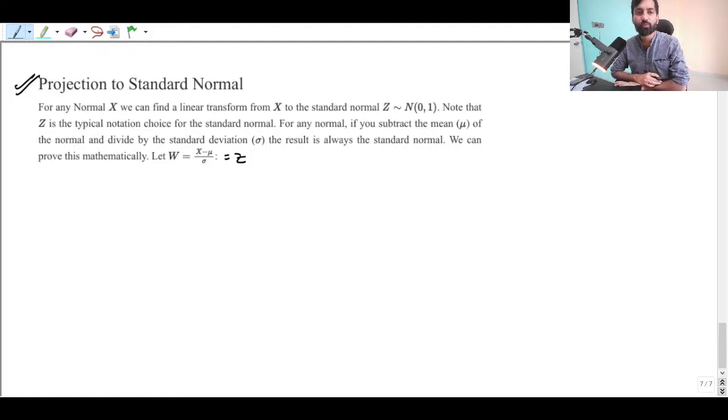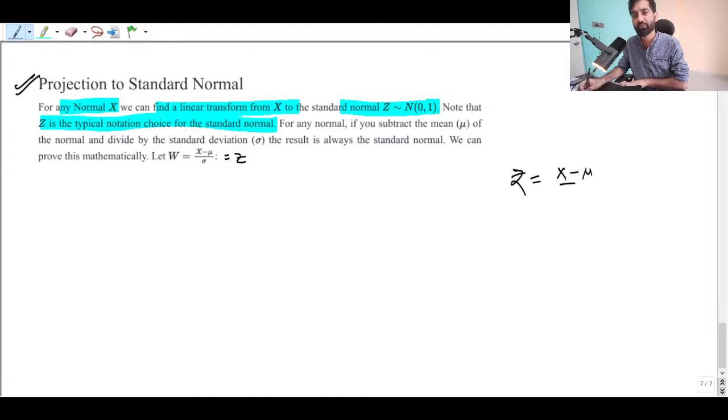So if you look at this, how to project any normal to standard normal. If you have watched my previous sessions, then life is very simple. For any normal random variable X, it is not standard normal, we can find a linear transformation from X to standard normal. Note that Z is a typical notation choice for standard normal. In the book also you will find Z. Z is going to be X minus mu by sigma.